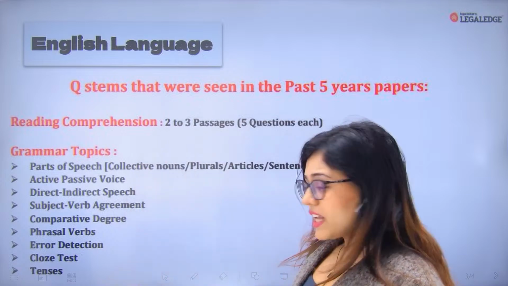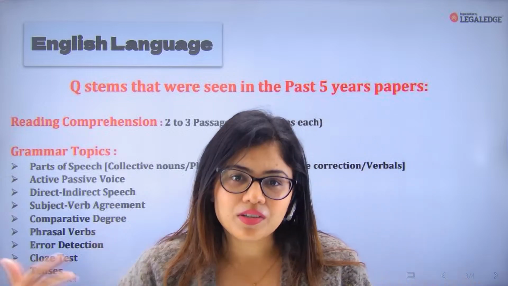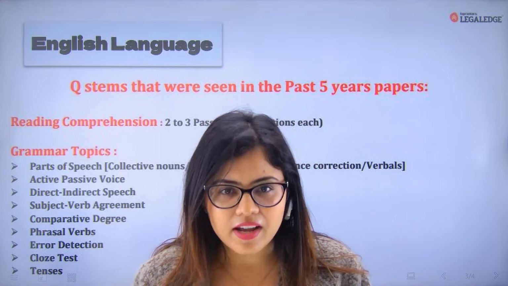ठीक है, and exactly near good, better, best. Then bad, worse, worst. These are all comparative degree examples.